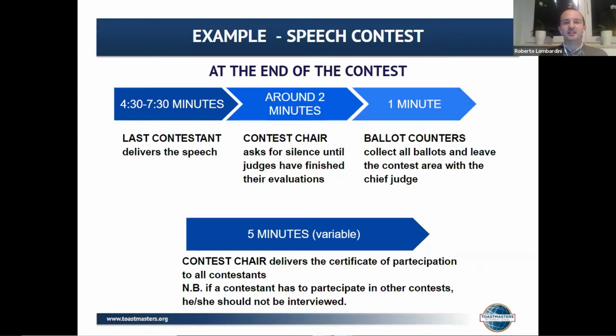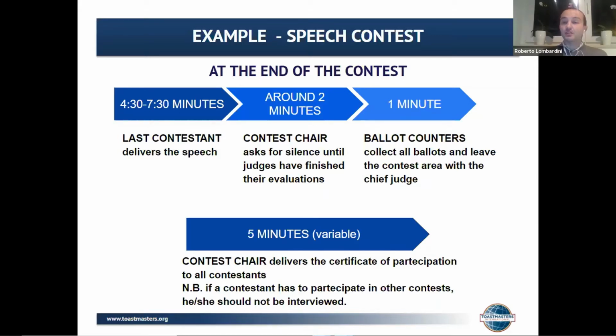But 2 minutes is a kind of variable time frame. You must allow judges to finish their evaluation, and you have to wait until the last judge has finished and the counters and the chief judge are outside the contest room. It can take also 5-7 minutes, it doesn't matter. You just have to wait in silence, because it's very important that judges have time to complete their ballots. Of course, it's good to say 2 minutes, just to remind them not to take all the time of the day.